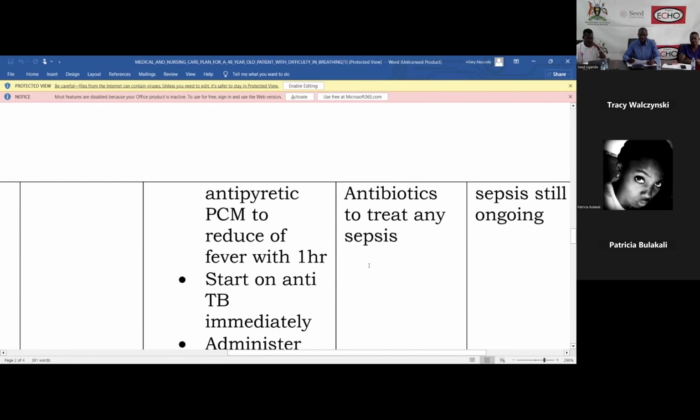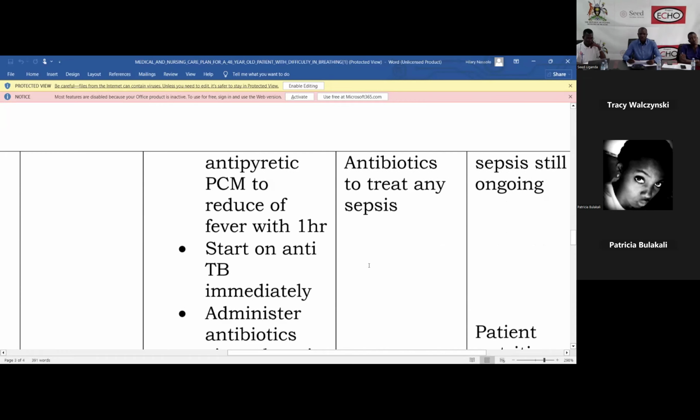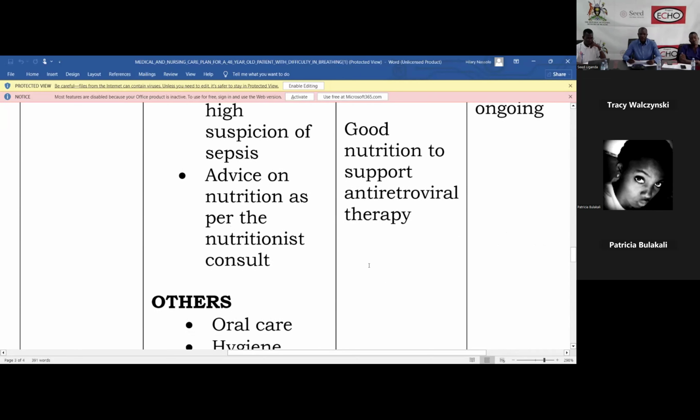Antibiotics, there was high suspicion of sepsis. That's why we are going to administer antibiotics as prescribed by the physician. Next. Good nutrition to support antiretroviral therapy. Very important. As our patients are taking the ARVs or the ART drugs, we have to ensure they have good nutrition.